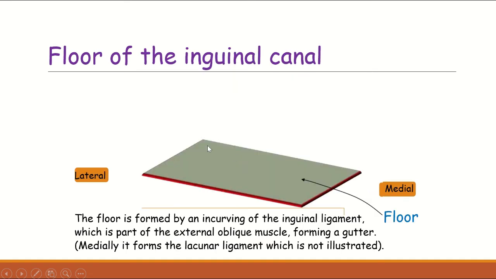In this diagram, only the floor is showing, and the floor is formed by the curvature of the inguinal ligament. This curvature is a part of the external oblique muscle, which is forming a gutter-like shape. Medially, it forms the lacunar ligament, which is not illustrated here. So this is the floor, and the floor is formed by the inguinal ligament.